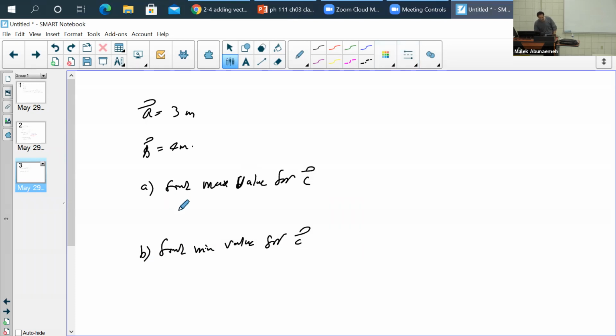Well, for part A, what you're going to have? Your C is going to equal your A plus B, which is 3 plus 4, which equals 7 meters. Now, for the minimum value, you're going to be subtracting, doing the opposite. So your C is going to equal 4 minus 3, which equals 1 meter.